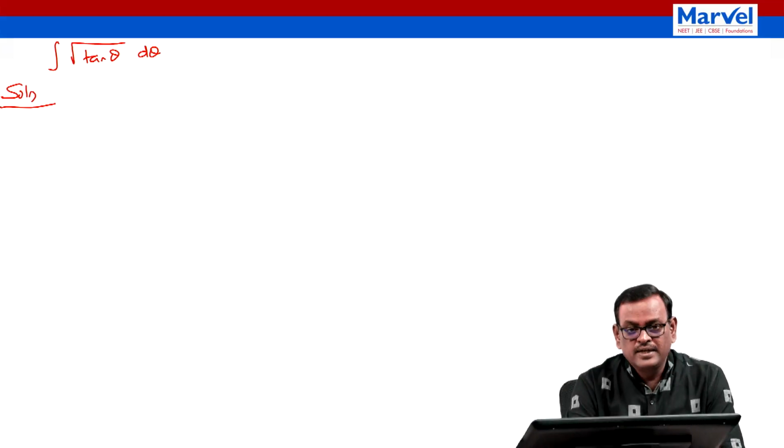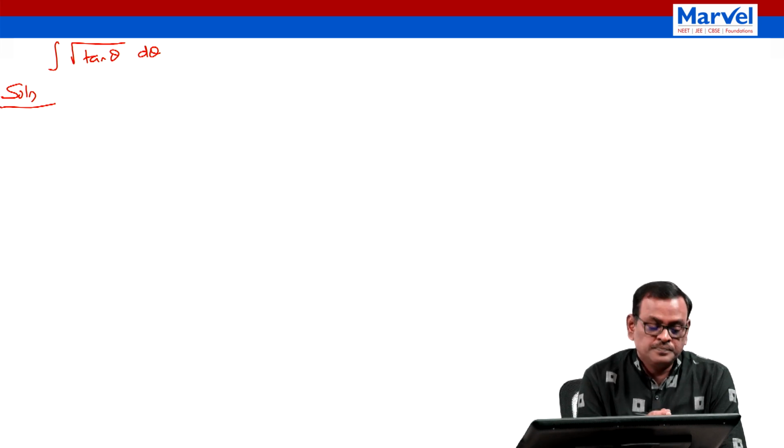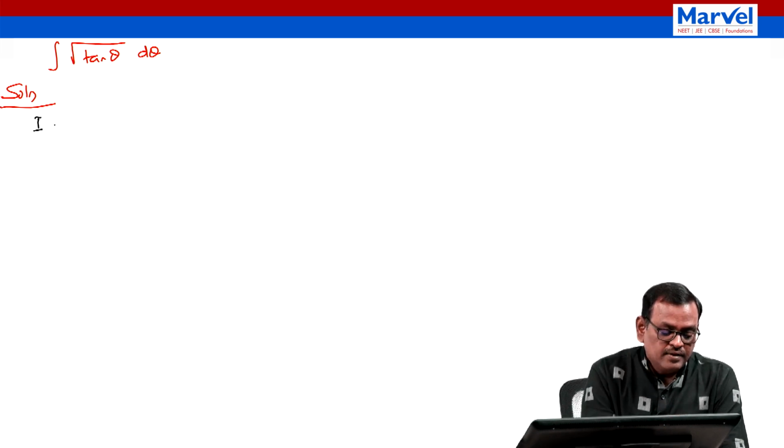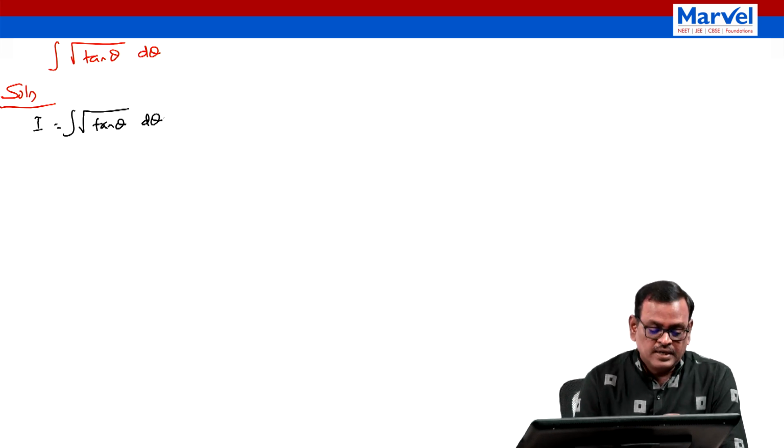Hello students, now I will teach one of the tough and very important 6-mark questions which is there in the NCERT miscellaneous exercise. Already we discussed the basic problem in this category. Now I will teach an advanced problem which is a 6-mark question. Let I equal to integral of square root of tan theta.